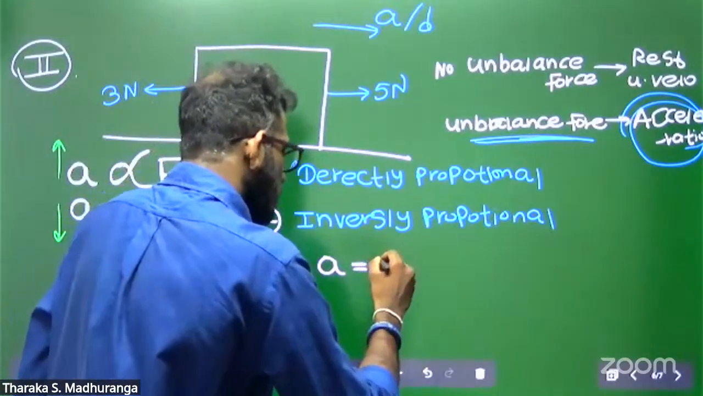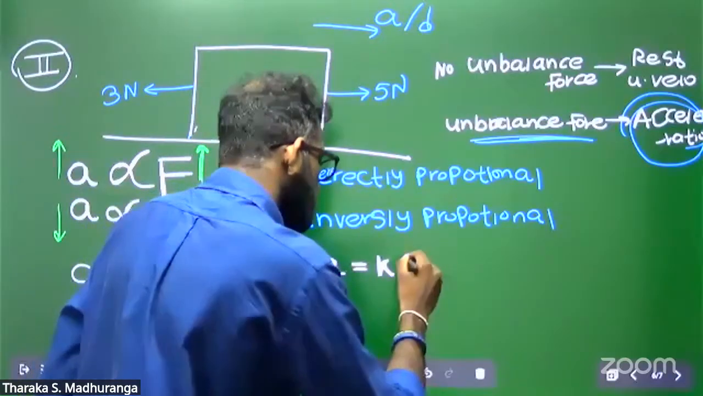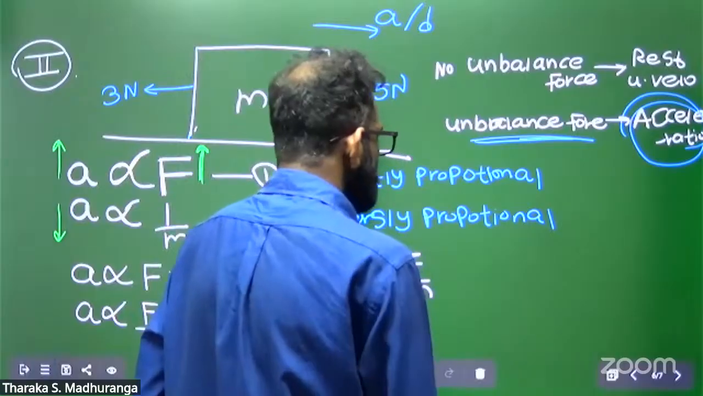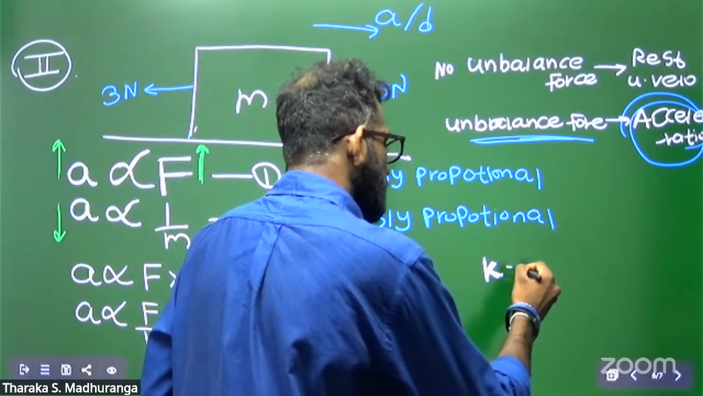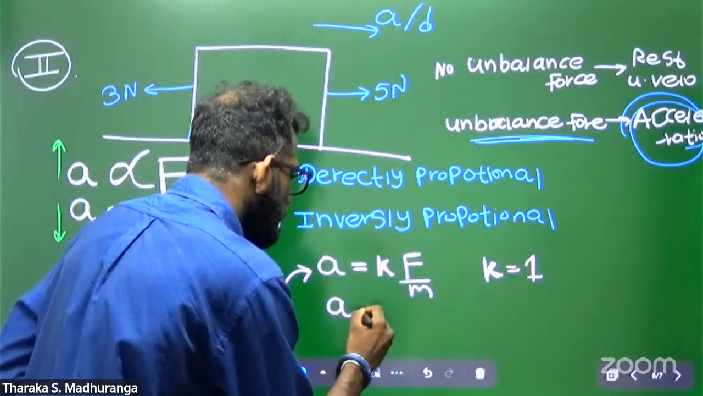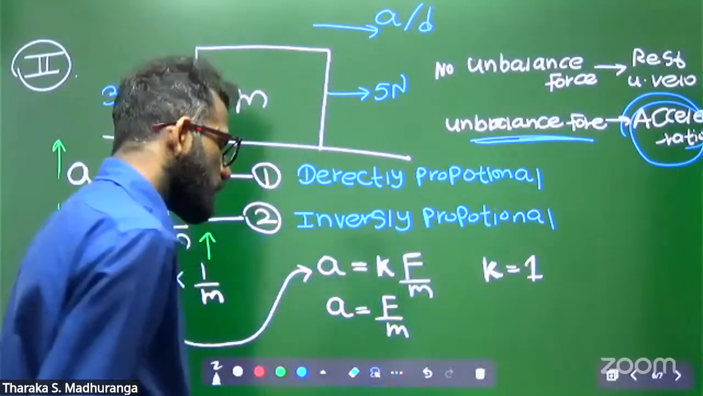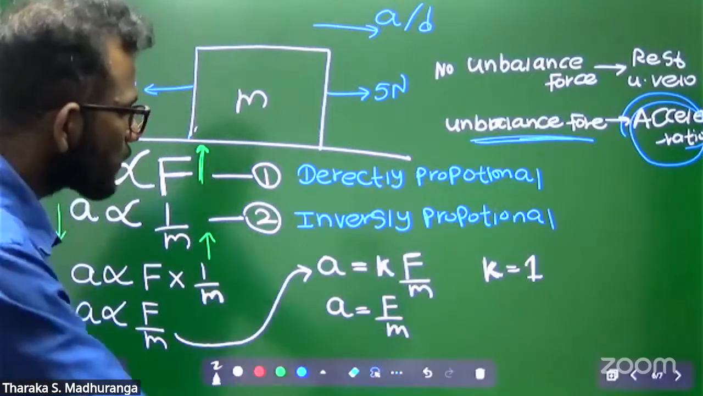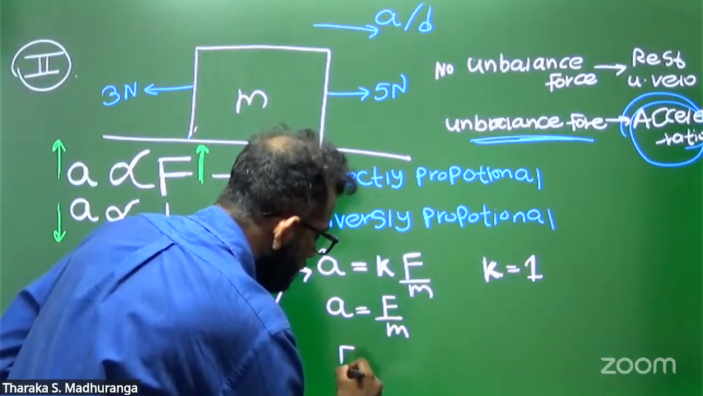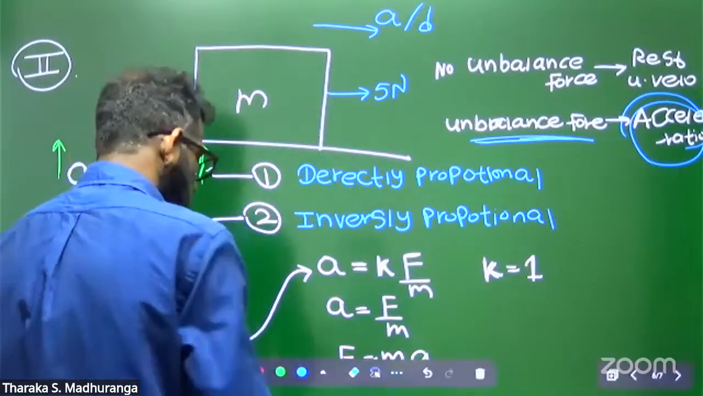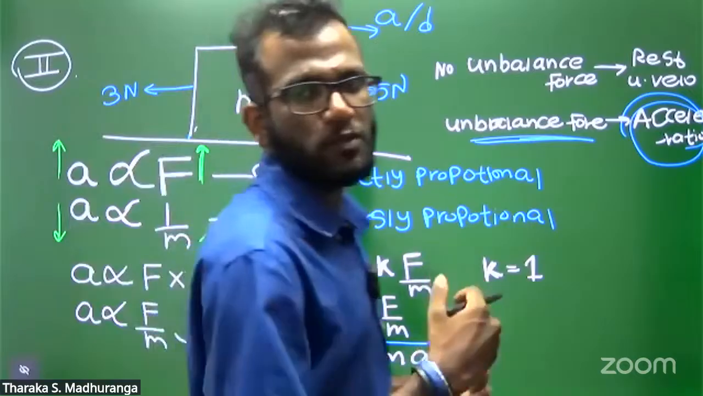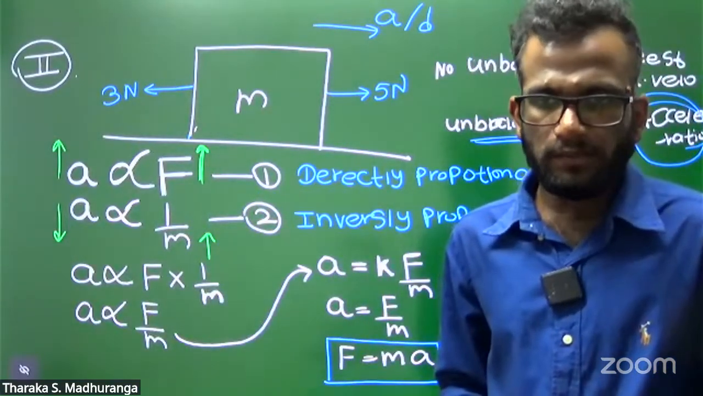Remember, we use the constant k. So a equals k times F over m. Newton found the constant k value is 1. Since k is 1, a equals 1 into F over m, which is F over m. Then by cross multiplication, we get F equals m a as the final equation. Next week we can do more calculations using this F equals ma equation.